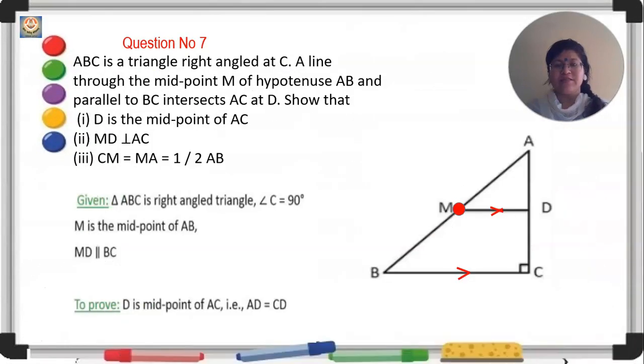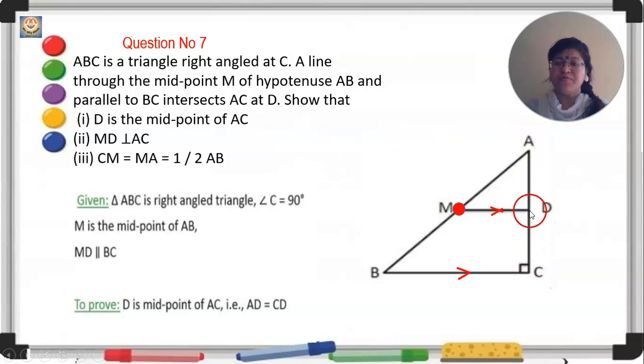Now, this is question number 7. They have mentioned that in triangle ABC, which is right angled at C, M is the midpoint of seg AB, and it is also given that MD is parallel to BC. Look at the indications. Now, there are 3 things that you need to prove in this. That is, D is the midpoint of AC.